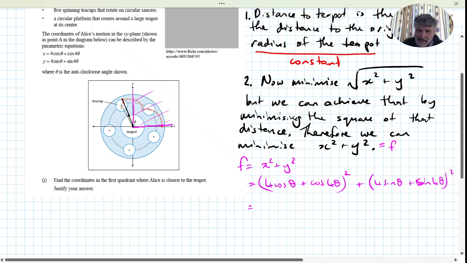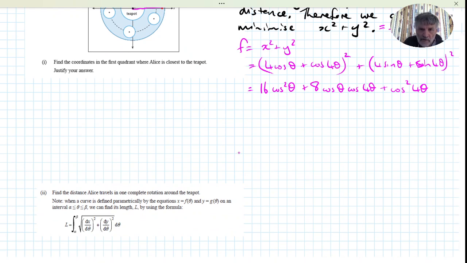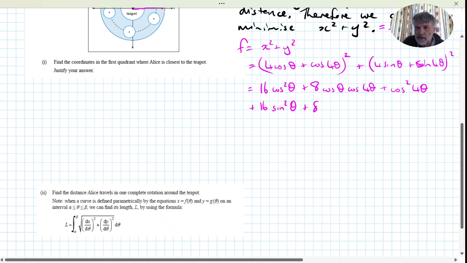Square those brackets. 4 4s are 16 cos squared theta plus the mixed term is going to be 4 times 1 is 4, 2 of those, so you get 8 cos theta cos 4 theta, and then we get the cosine squared of 4 theta, and then add on the square of the y term that involves sines and not cosines, otherwise it's identical. So we're basically just copying down, replacing cosine with sine.